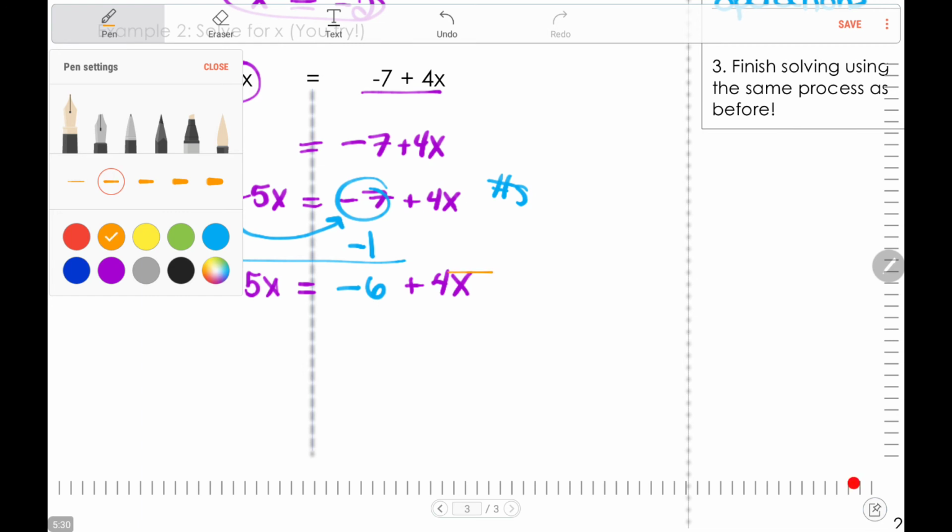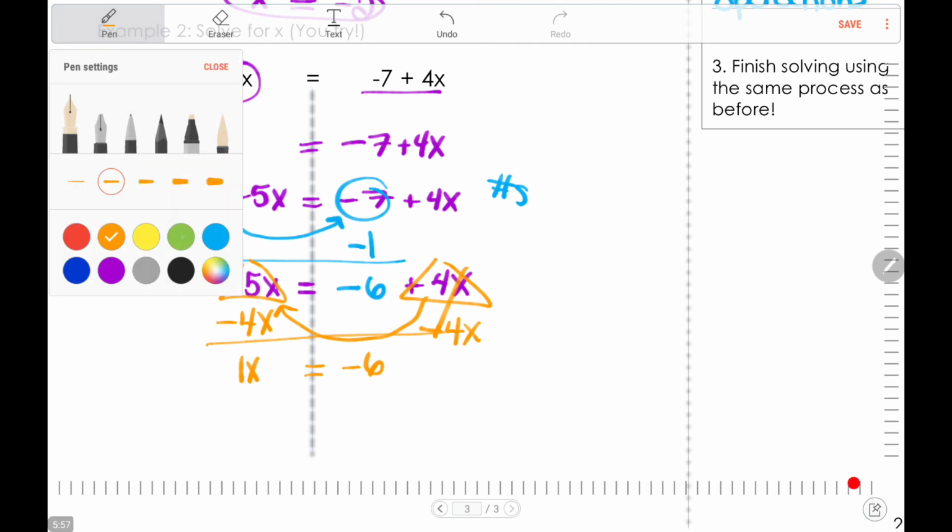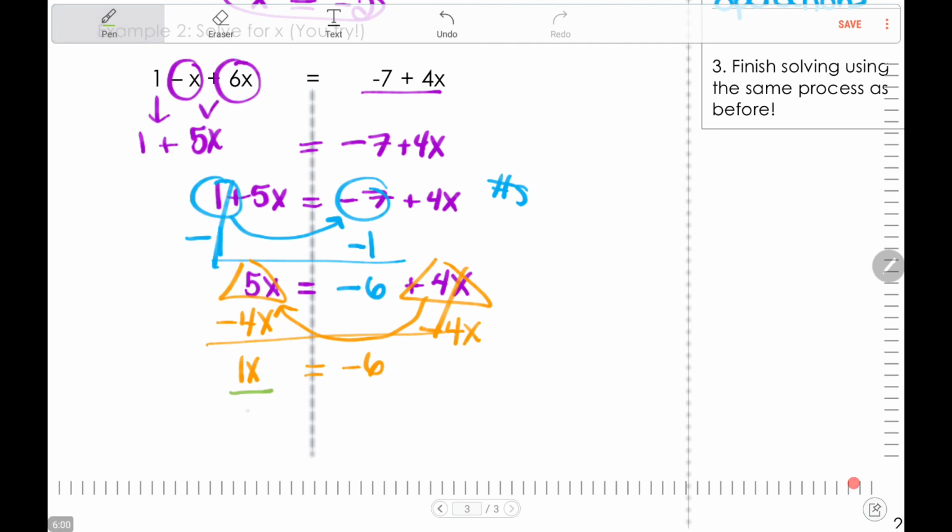So now we want to collect the variables. I see a variable here and a variable here, but again, I need to cross over. So in order to cross over the equal sign, I need to change my operation. And this gets me 1x equals -6. Last step, now that I've done that, I want to just use my regular division by 1, and I'm left with x equals -6.